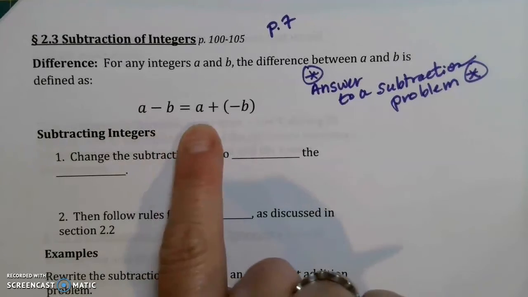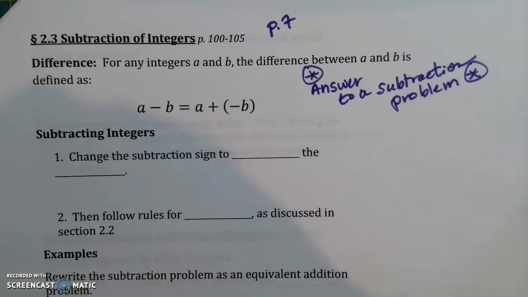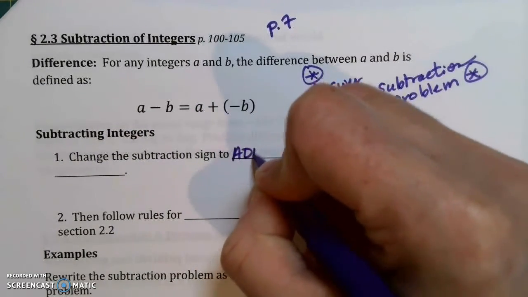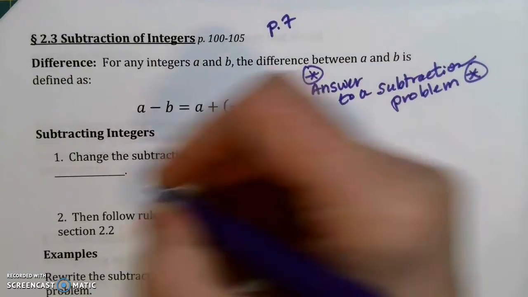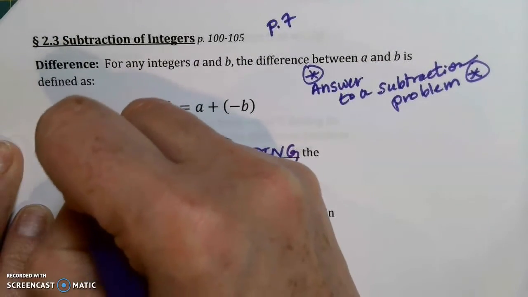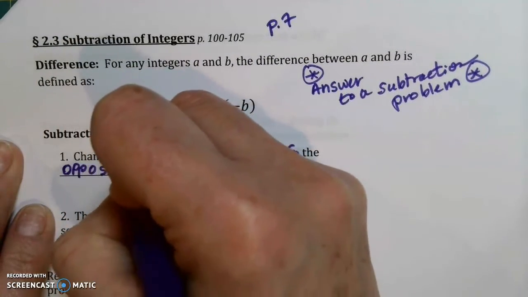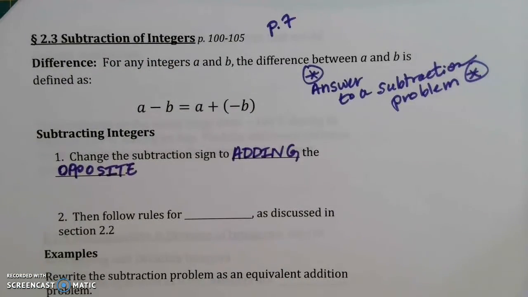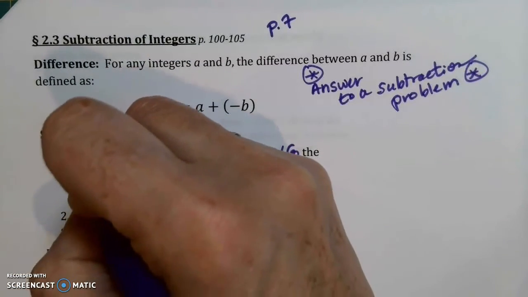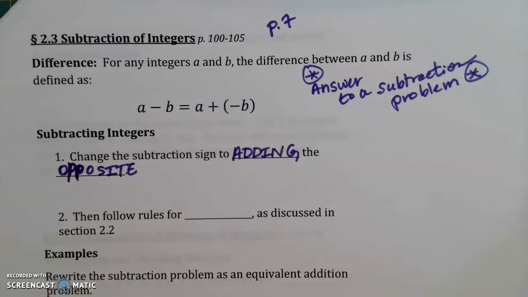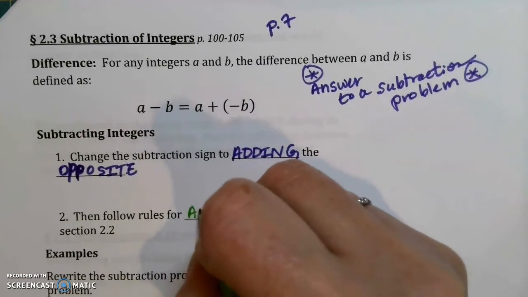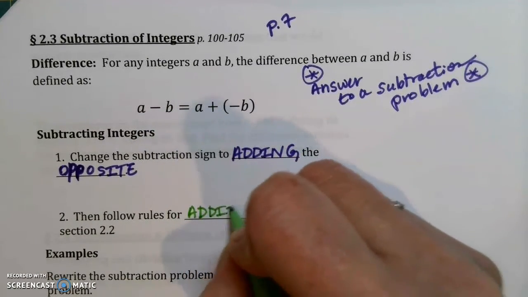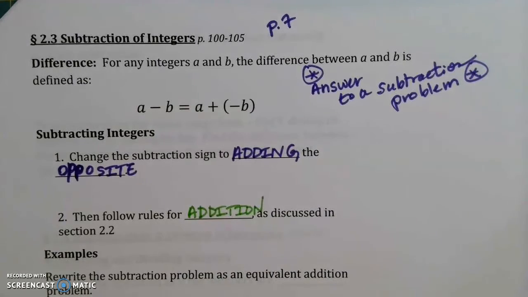So instead of subtracting B, I'm going to add the opposite of B. So change to adding the opposite. And then we can follow the rules for addition. So we just have to really remember the rules for addition and rewrite that subtraction as addition. So use the addition rules from the previous section that we were just looking at.